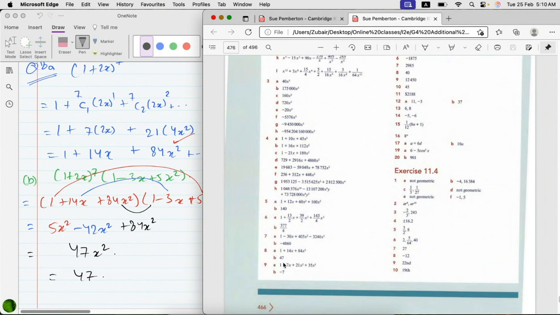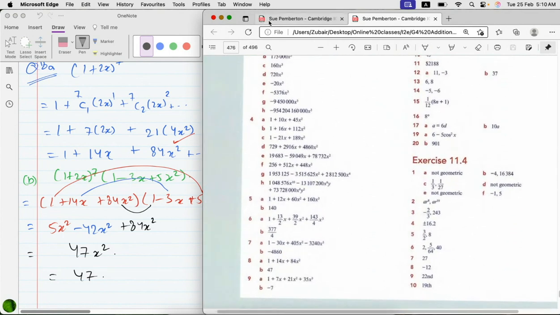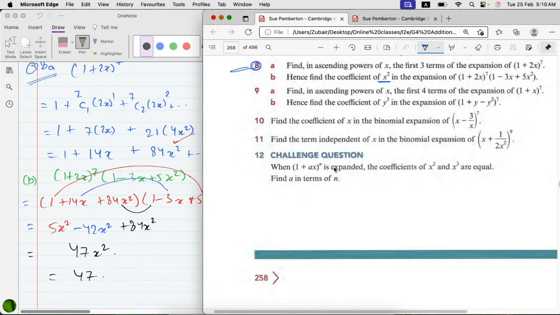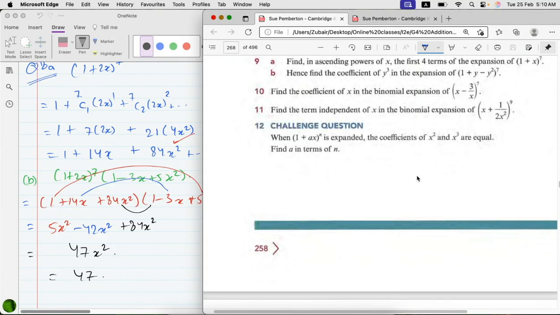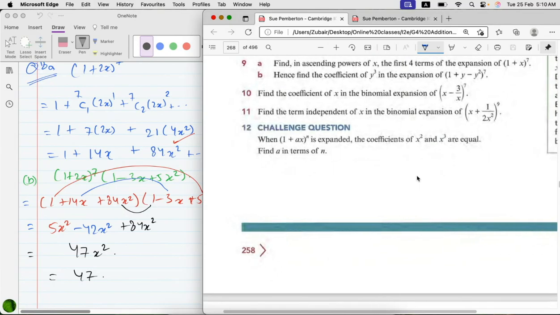Question number 8, 4, 7. Question number 9. This is a different type. Try this.